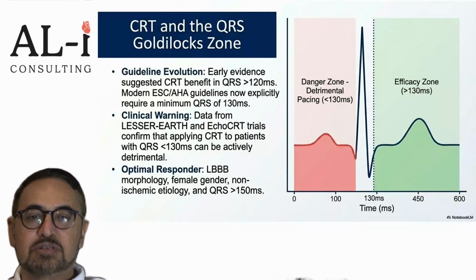The classic strong responder is a patient with left bundle branch block with QRS greater than 150 milliseconds, and often especially in non-ischemic cardiomyopathy. CRT is powerful when dyssynchrony is truly present, but precision in patient selection is essential.